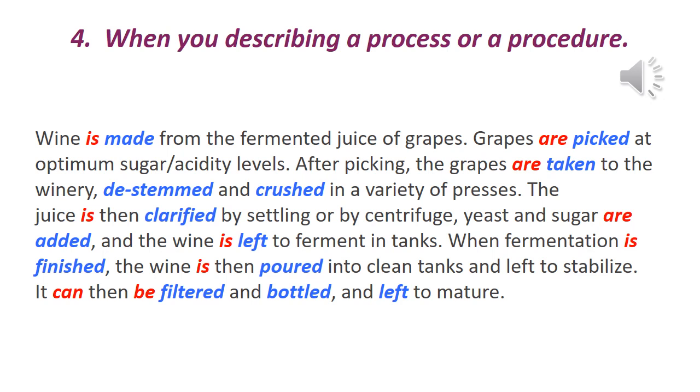Yeast and sugar are added and the wine is left to ferment in tanks. When fermentation is finished, the wine is then poured into clean tanks and left to stabilize. It can be filtered and bottled and left to mature.